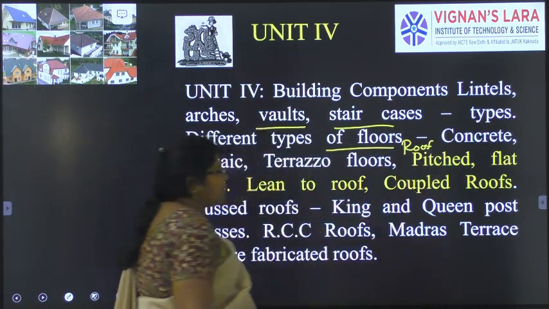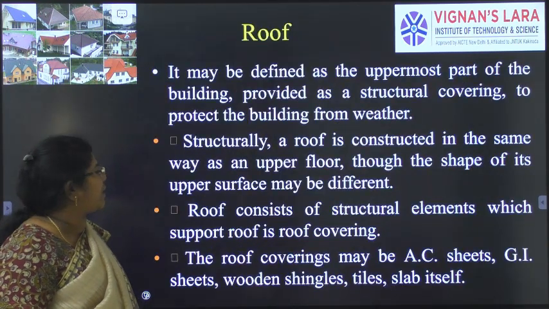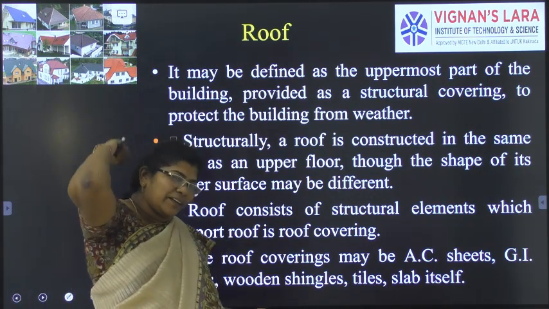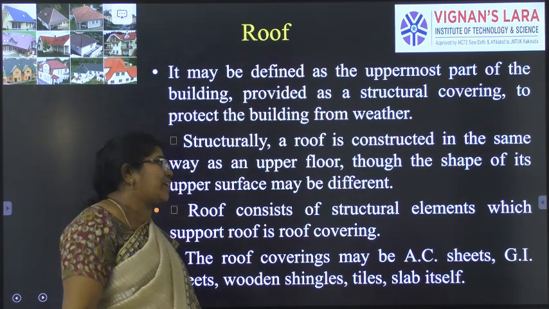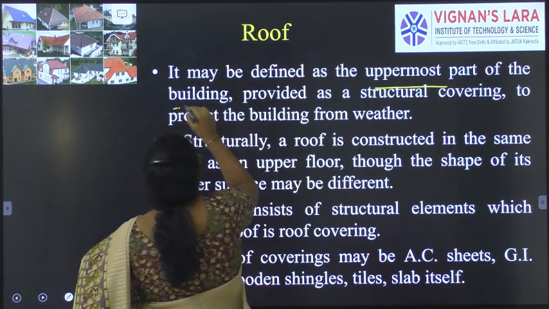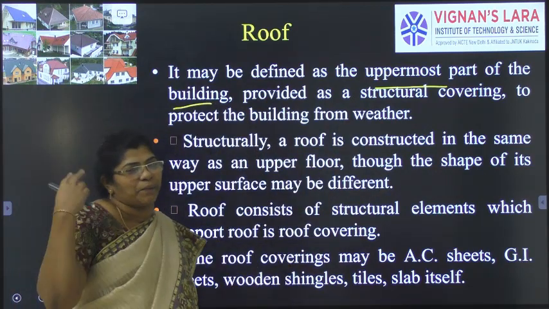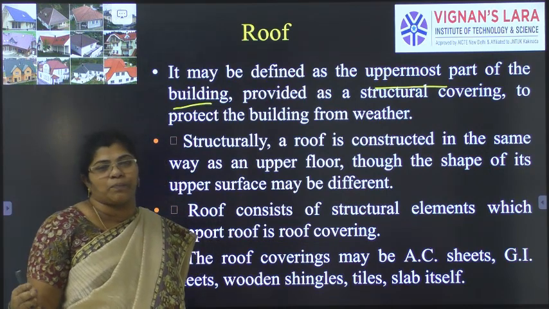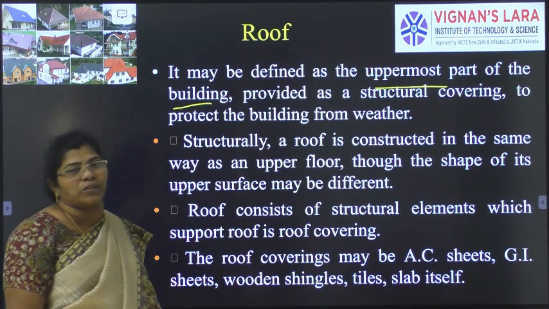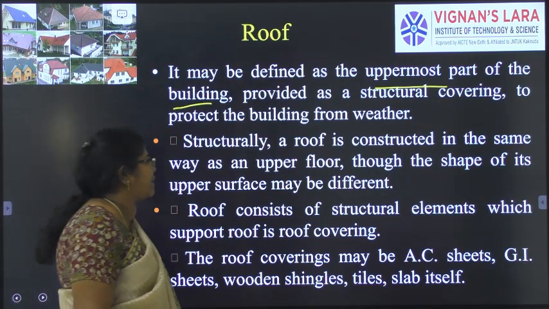The roof is made up of pitched, flat or curved, three types. The floor is at the bottom, and the roof is the top portion of a room; we call it the roof. It is defined as the uppermost part of the building, provided as a structural covering to protect the building from weather. Either the uppermost part of the building or of a room, we call it the roof. Mainly we provide this to protect the building entirely from the weather conditions.